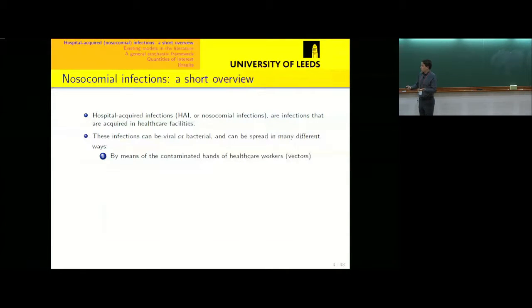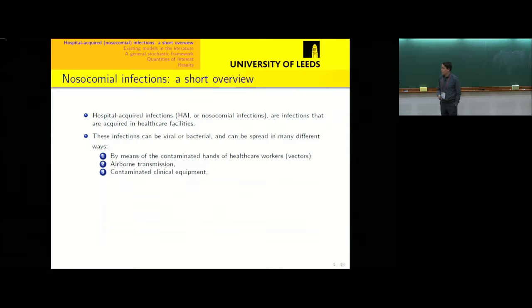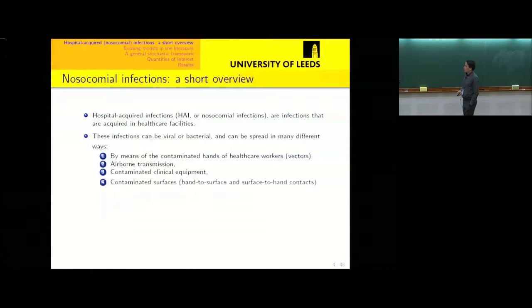There are of course some pathogens that are transmitted through the air, so you can also have airborne transmission in hospital settings. Contaminated clinical equipment can also act as vector for the disease, or contaminated surfaces. So you can be colonized by some bacteria. You touch some surface, the handle of the door, the table, and then the second person that touches the surface can become contaminated with the bacteria.